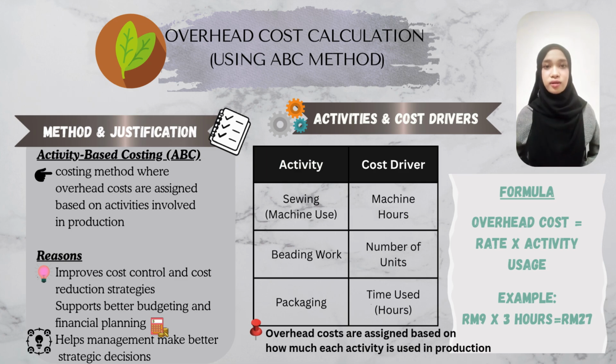Okay, for this slide, I will explain how overhead cost is calculated using the activity-based costing method. Overhead cost refers to indirect costs such as machine usage, electricity and packaging, which are needed in production but are not directly part of the product. Using the ABC method, we divide the process into different activities. For example, in our business, the main activities are sewing, beading and packaging. Each activity uses different resources, so the cost is calculated based on how much each activity is used.